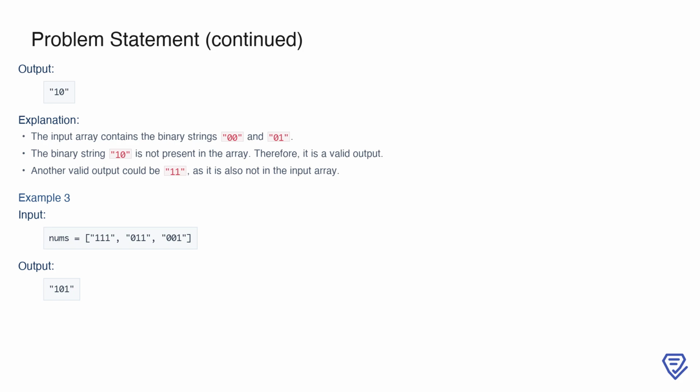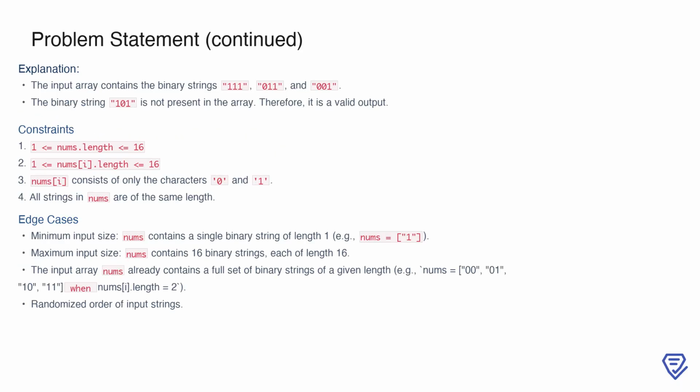This highlights an important point: there can be multiple correct answers to this problem, and we are free to return any one of them as long as the conditions are met. The key is identifying any string of the appropriate length that is missing from the input. Finally, in the third example, the input array nums is 111, 011, 001. From this input, a valid output is 101, as it does not exist in the input array. Again, other options like 000 or 110 could also work, as they are absent from nums.